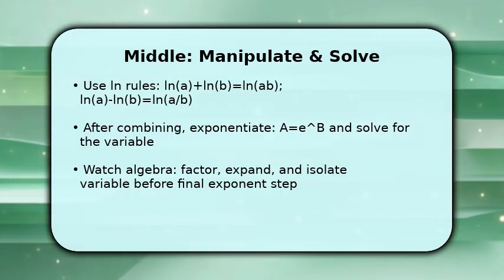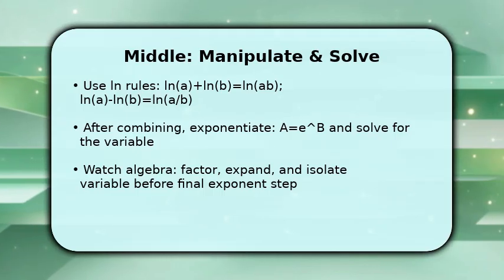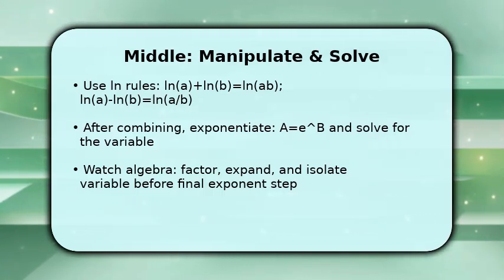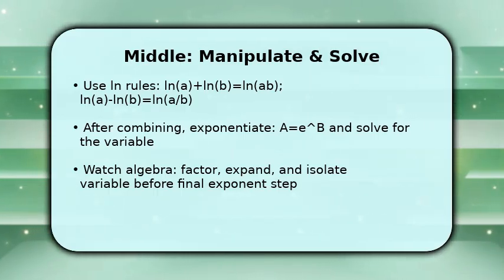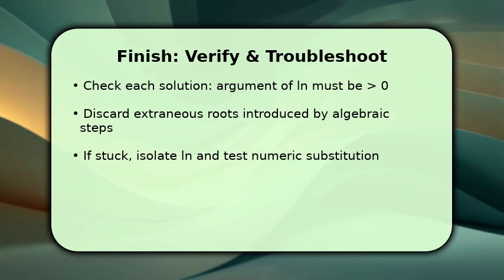If the something is quadratic or rational, rearrange and use factoring or the quadratic formula. Once solved, simplify numeric constants and finish by substituting each candidate back into the original equation. Confirm the ln argument stays positive and equals e as required.